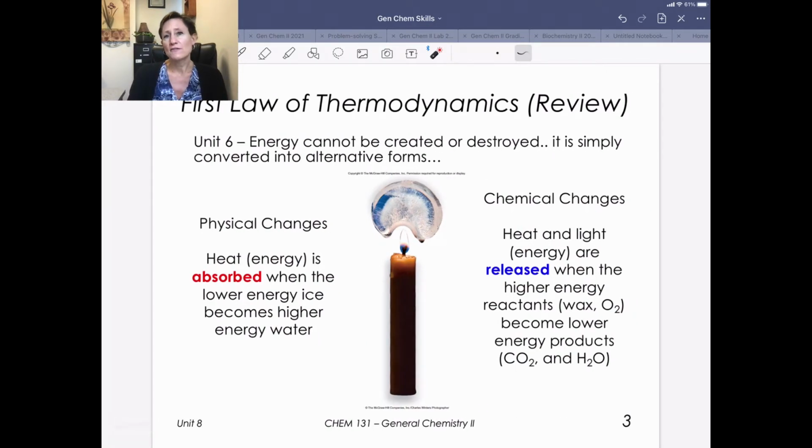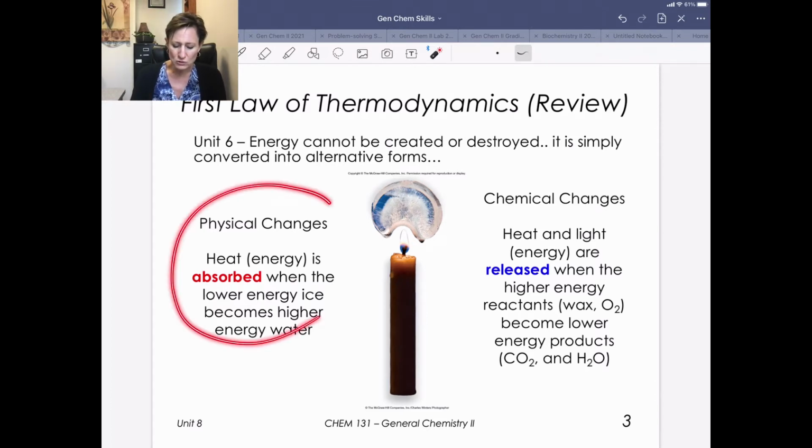So when we think about the first law of thermodynamics, we learned about that back in Unit 6 in Gen Chem 1, and that was thinking about enthalpy. But the first law of thermodynamics states that energy cannot be created or destroyed. We simply convert it into alternative forms. And as a thread throughout this learning unit, we're going to be talking about the burning of a candle that's going to provide heat that melts some ice. So we've got chemical and physical changes that are occurring in that process.